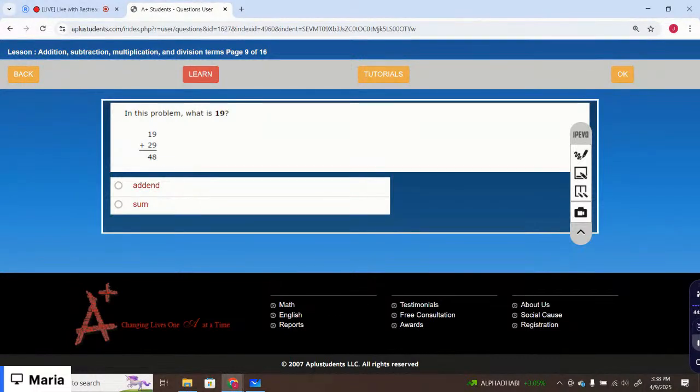In this problem, what is 19? 19 is the addend. Option number 1 is the correct option.